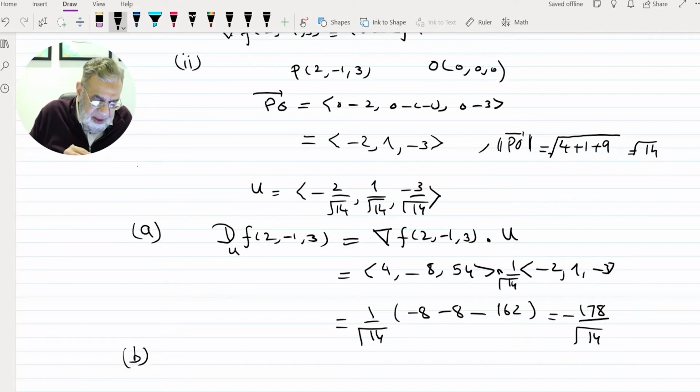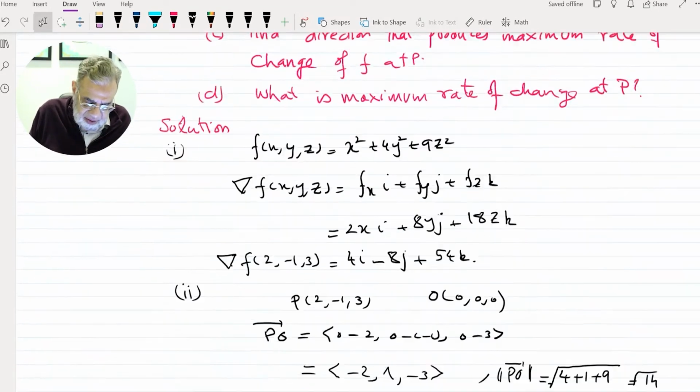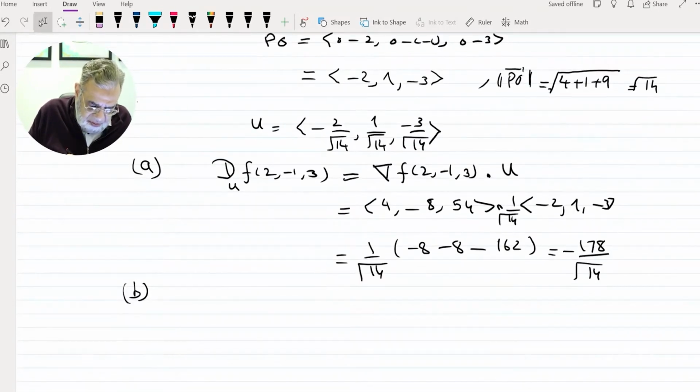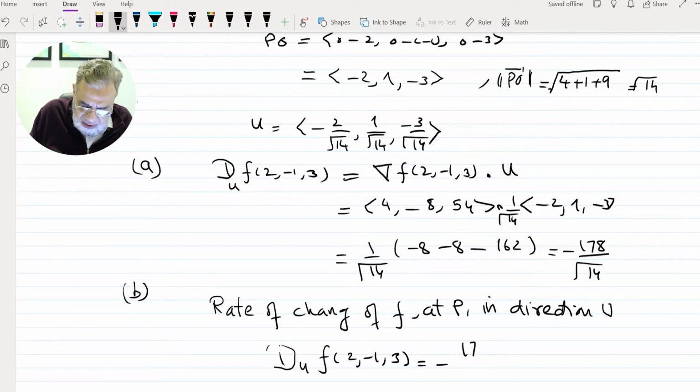In part B, I want to find the rate of change of the function. The rate of change is the same as the directional derivative. So the rate of change of the function f at point P in the direction of u is equal to D_u f of 2, minus 1, 3, which is minus 178 over root 14. The directional derivative is the rate of change.